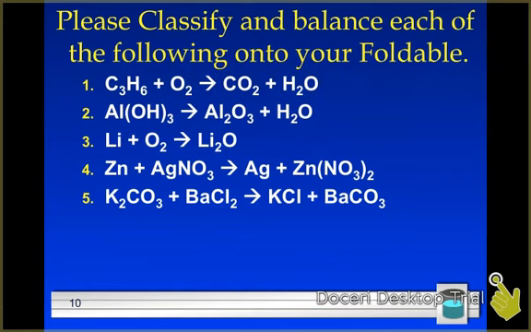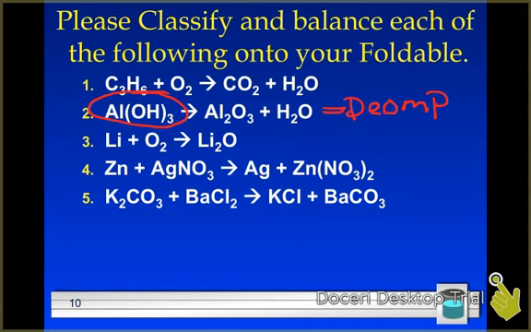Then if we look at number 2, we see one thing on the left side. This is a compound and it's all by itself. It's not being reacted with anybody. So if it's not reacting with anything, the only thing it has left to do is break down. So that means that it is going to be a decomposition reaction.